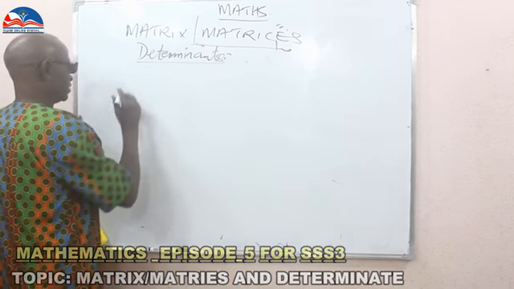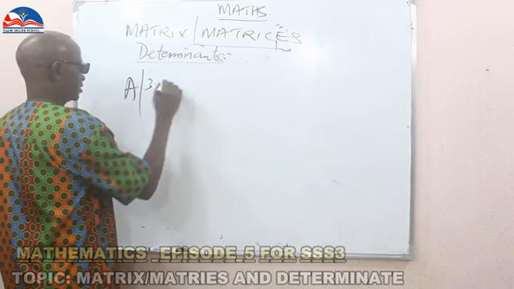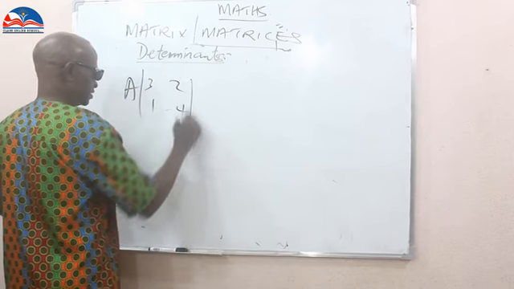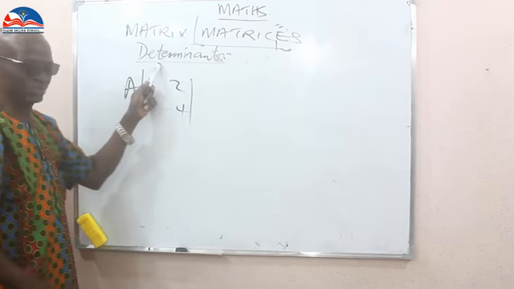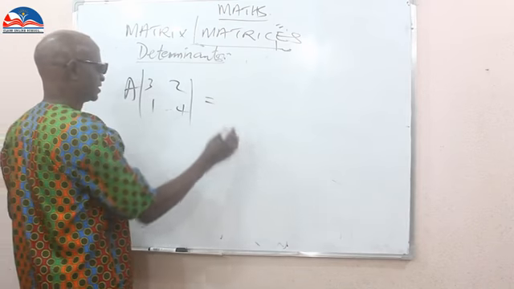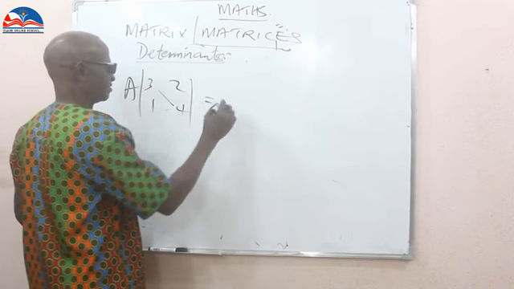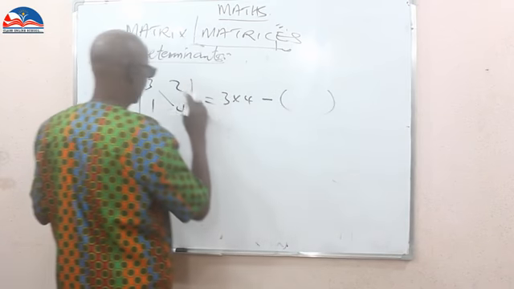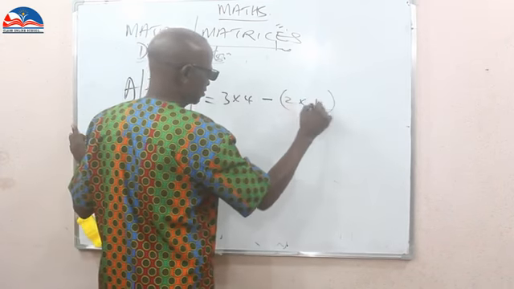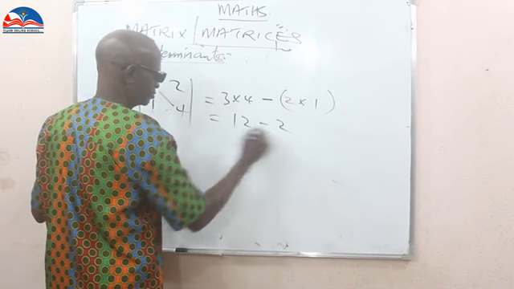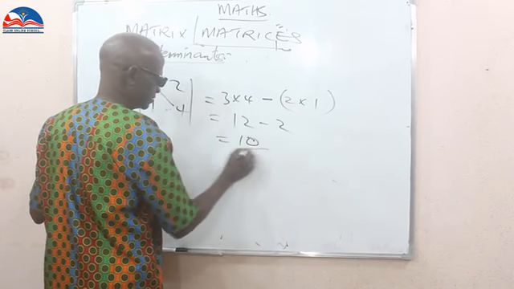If I give you the matrix 3, 2, 1, 4, resolve this. What is the determinant? Cross multiply: 3 times 4 minus 2 times 1. 3 times 4 is 12, minus 2. So the determinant is 10.